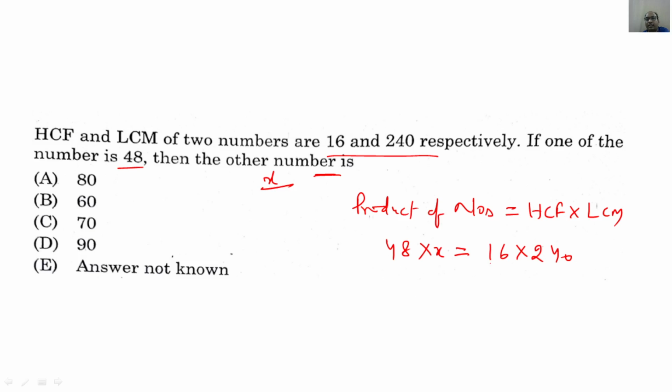Right? Okay. Let us cancel it. 8 twos are 16, 8 sixes are 48, 6 into 40. So X is equal to 80. So our other number is 80.